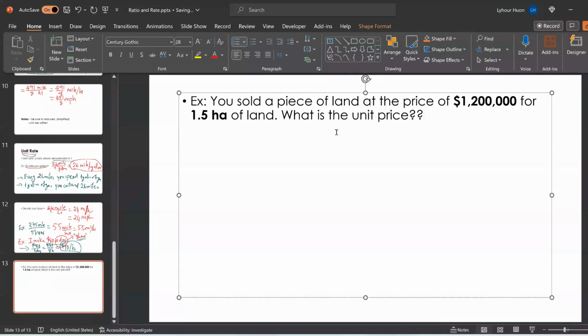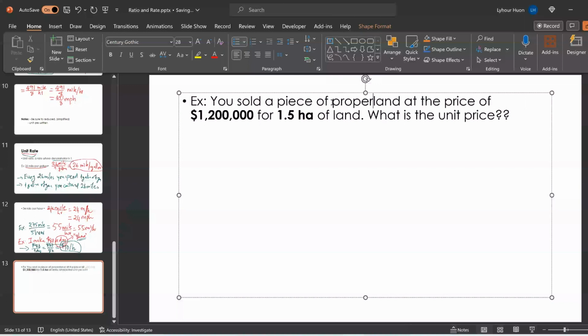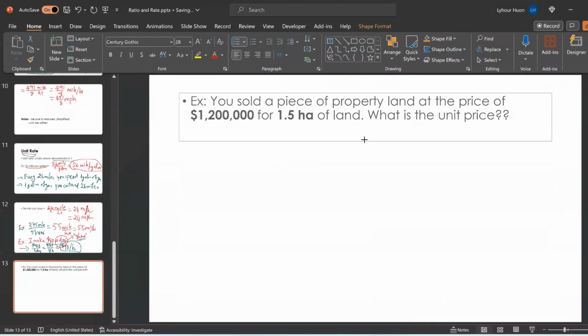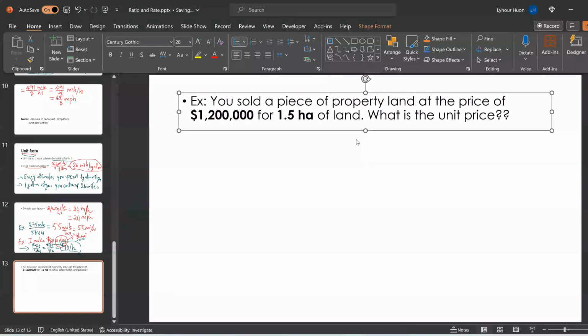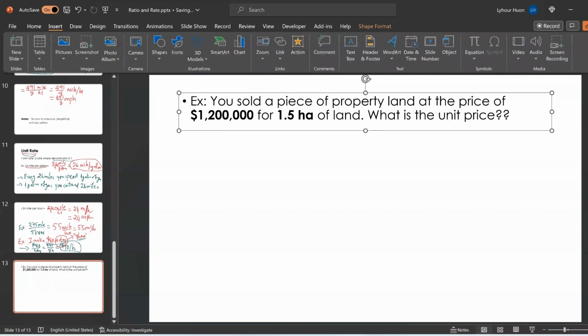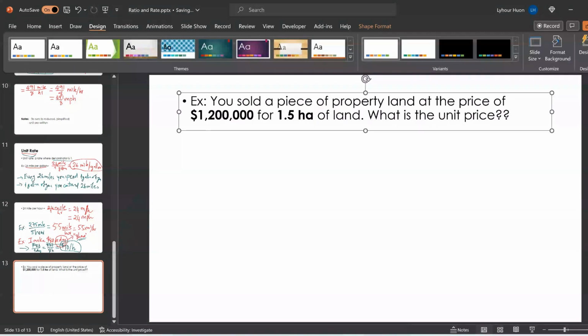Land, property. Okay, let's write it as a property. Piece of property land at the price of $1,200,000 for 1.5 hectare of land. Do you know 1.5 hectare of land is... a little bit of review about the volume. No, the area. Sorry. One hectare equal to how many square meters?